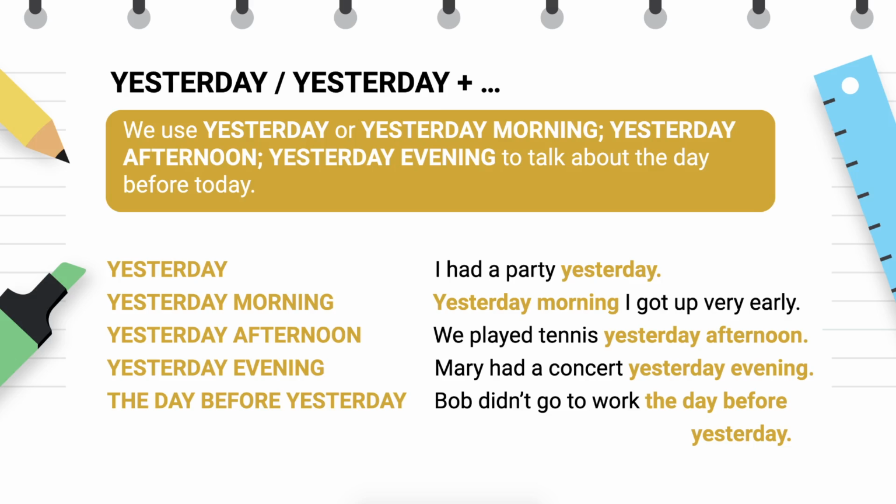When we use yesterday, we think of the previous day, but when we use yesterday morning, afternoon, or evening, we think of a specific part of the previous day. We also use the day before yesterday, referring to 2 days ago, like in the sentence, Bob didn't go to work the day before yesterday.